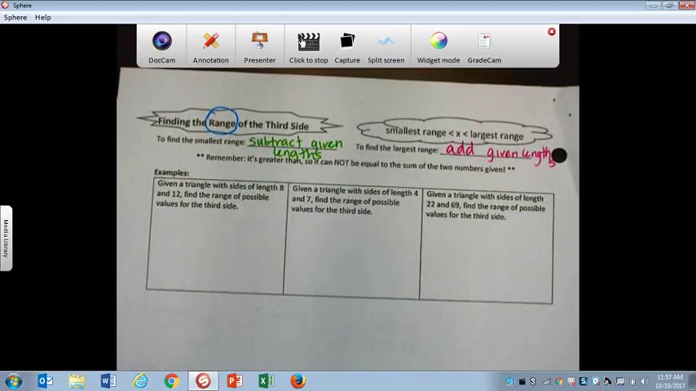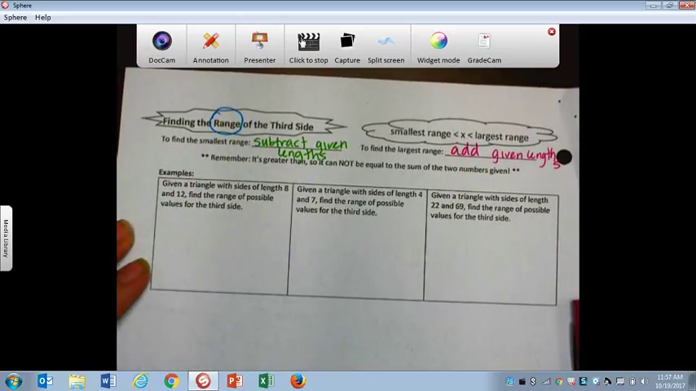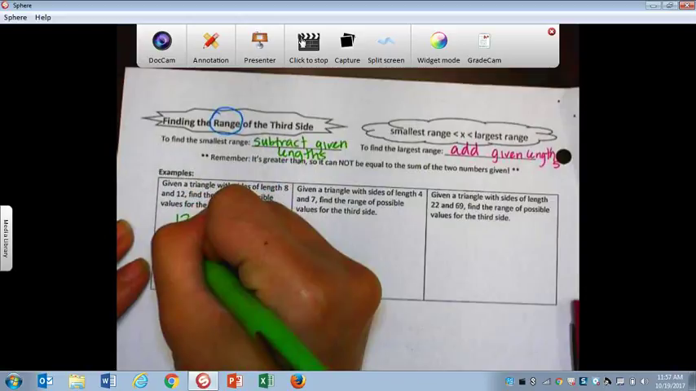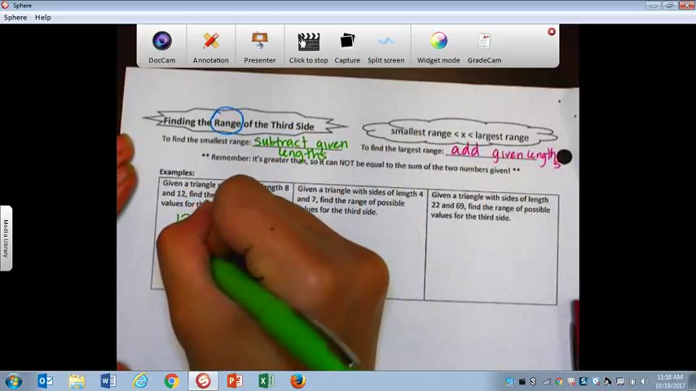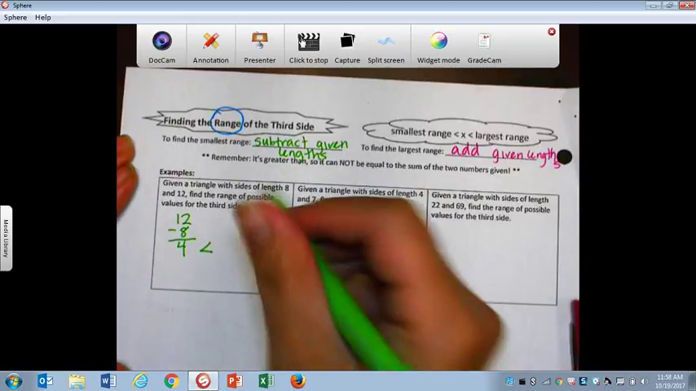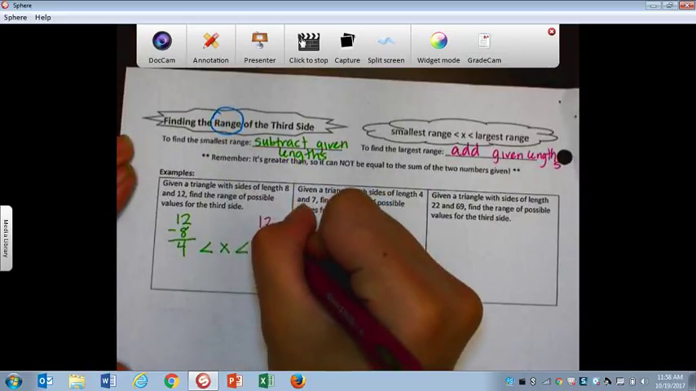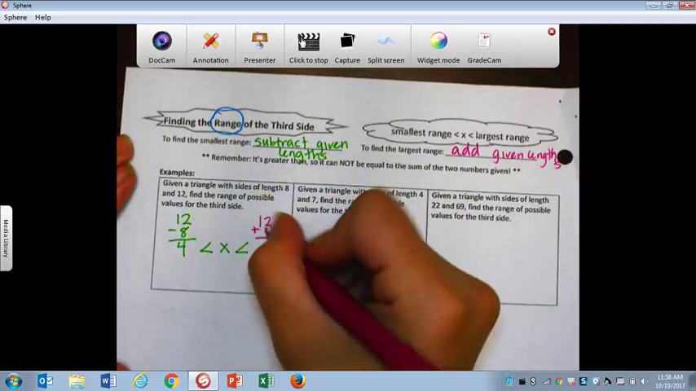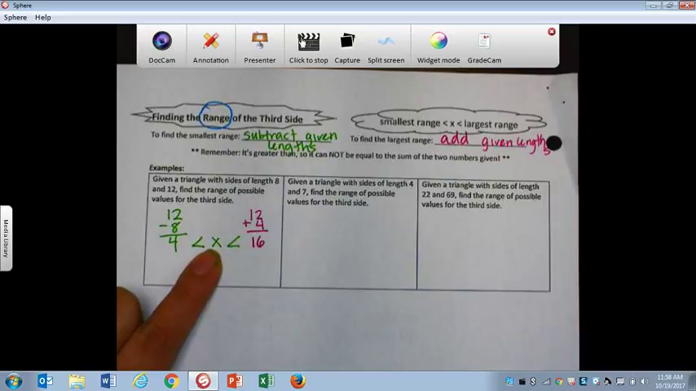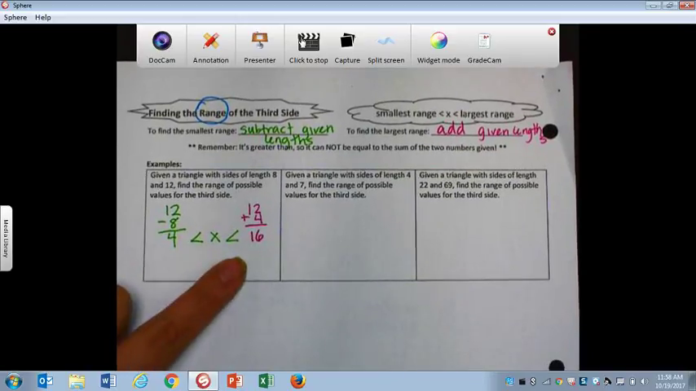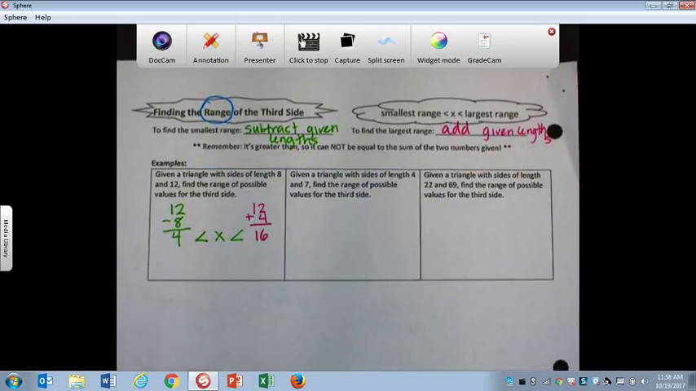First thing I do is write down what I'm going to subtract. I'm going to subtract 12 minus 8. You always want the bigger number first. And you're going to get 4. Draw the alligator mouth, put the X, and now we're going to add. So 12 plus 4 is equal to 16. This means that the third side, which is X, has to be in between 4 and 16. It cannot be 4 or 16. It's got to be in between.